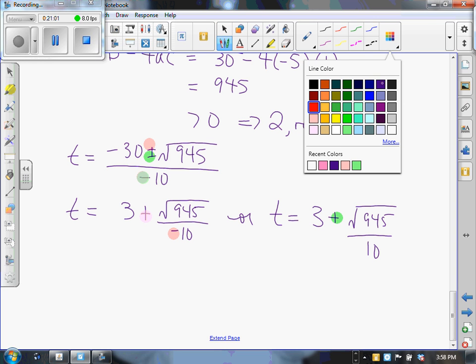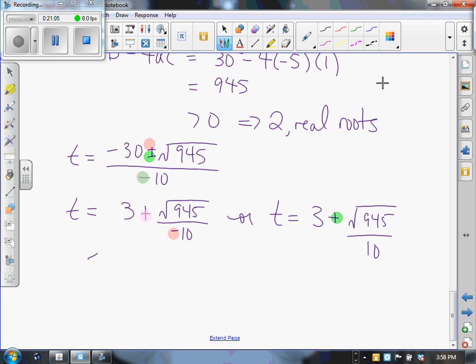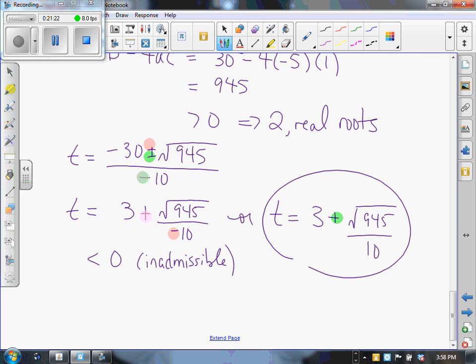What you can see is that this value over here, this time value, is clearly negative, which is in itself inadmissible. It doesn't make sense in this situation. So we're going to accept this particular value for t right here, okay? So this would be the time at which it lands.